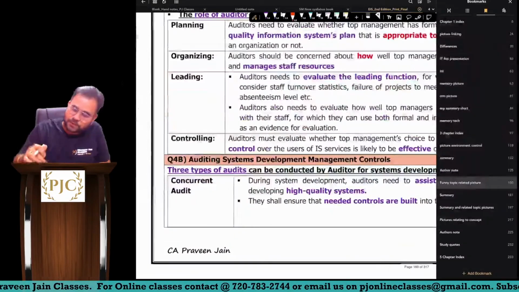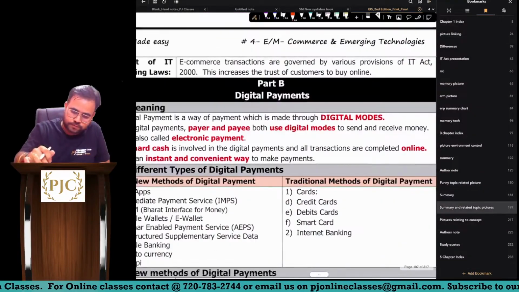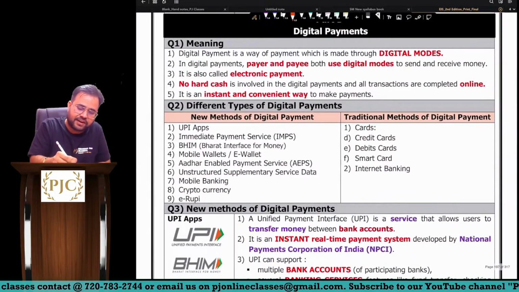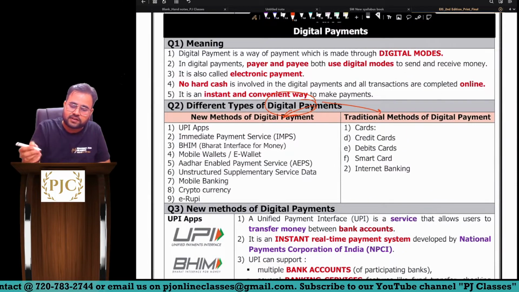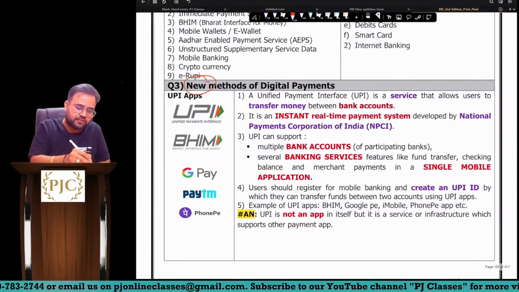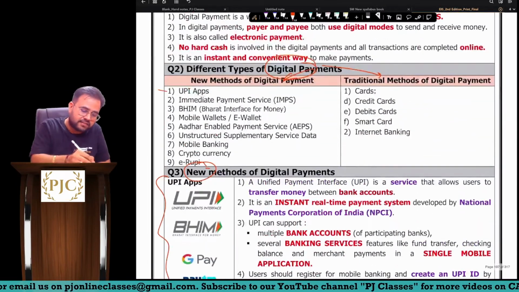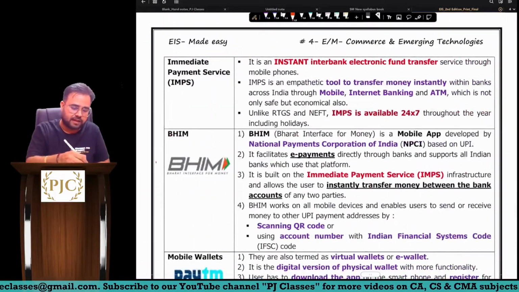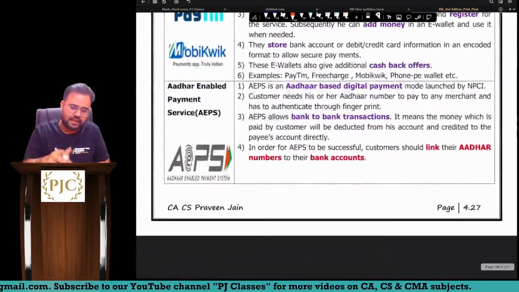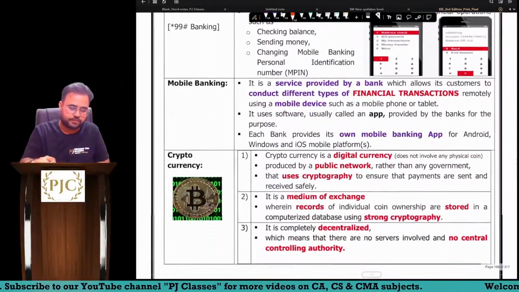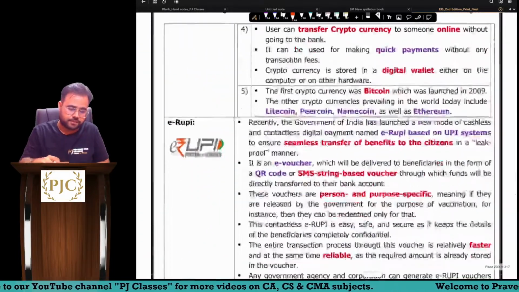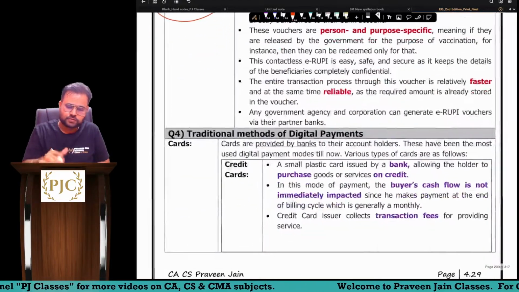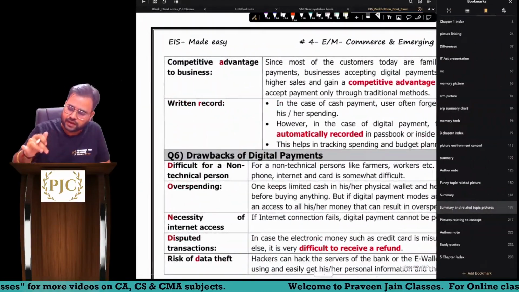Yeah, so now I would like to also show some summary. Now you can see here different types of digital payments. So new methods, traditional methods, again new methods, all those points are already discussed here. Now these are individually discussed. So UPI payments, all those diagrams I was talking about, mobile wallets, AEPS, Aadhaar enabled services, and cryptocurrency. So the e-rupee, which is newly introduced in the May 22 syllabus. So all those points are incorporated.